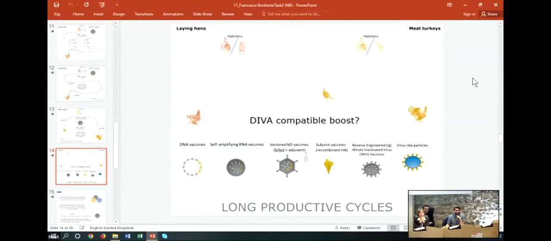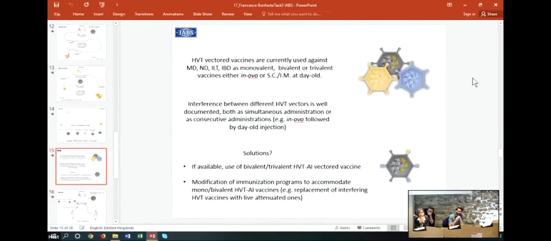And they leave us with a good array of tools that are listed here. But for those that are really enthusiastic regarding HVT vectors, we should be careful because this is a well-established technology, and it means that many realities are already using this technology to protect their animals against ND, ILT, and IBD. And so we know that when multiple vaccinations with the same platform occurs, either simultaneously or subsequently, they might have a negative impact in terms of interference.